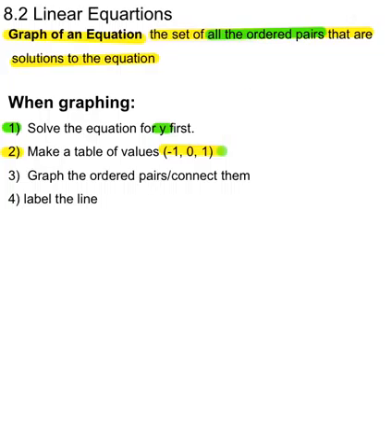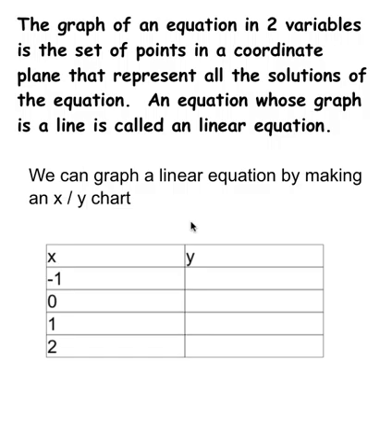Number 3 says to graph the ordered pairs, and we got to connect those. We're going to use a straight edge, keep it straight, nice and neat, and we're going to graph those on a coordinate grid. Number 4, we have to label our line. Labeling our line means when we get our arrows on and make our line, at the top of our line, we're actually going to write an equation like this, for example, next to our work, just to keep things organized. So let's see what this looks like with an example.